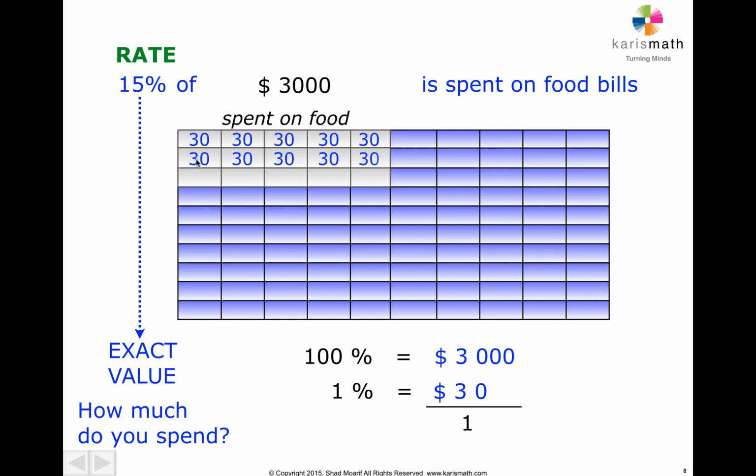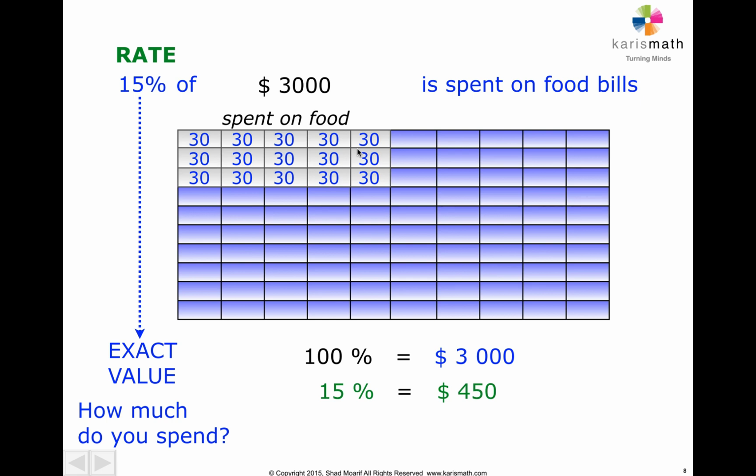And now you know that the amount you actually spent would be what? 15% would be, well, 15 times 30. And that's $450. That's how you figure out how much you'd spend on food, if you just use your common sense.